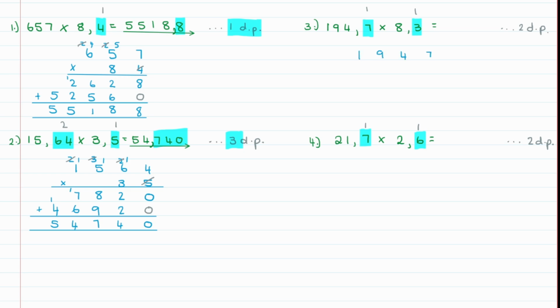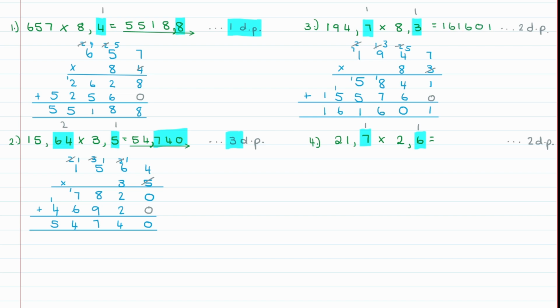For question 3, your first line should calculate to 5,841 and your second line to 155,760. When you add those 2 lines together, you should end up with 161,601. But again, remember, you need to have 2 decimal places in your answer. So this means that your final answer should be 1,616,01.